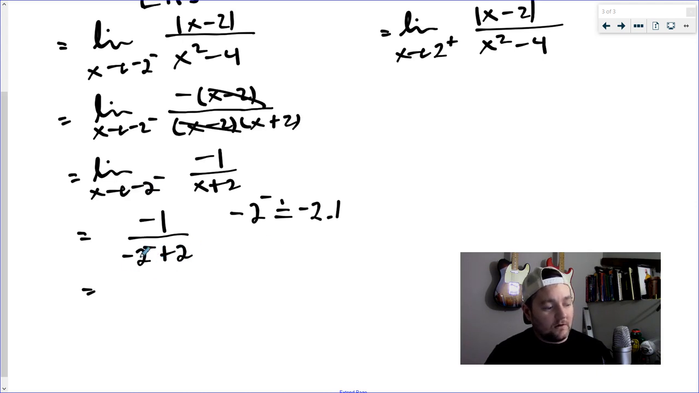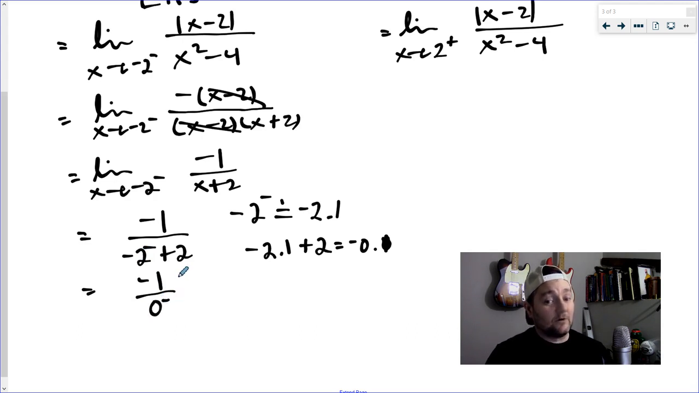If I turn this into negative 2.1 and I add 2 to it, I end up with negative 0.1. So the bottom is going to be negative. It doesn't matter how much closer to negative 2 this thing gets, it's still going to be negative. Even if it was negative 2.0000001, it's still slightly negative. So the way I write this is negative 1 divided by almost 0, but it's a slightly negative number, a really small negative number.